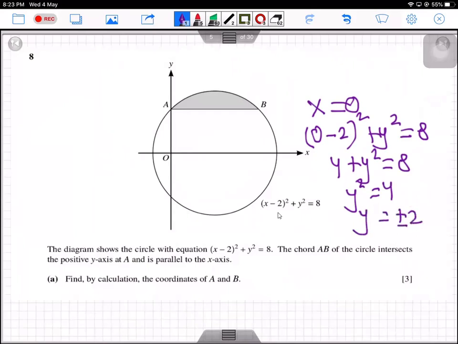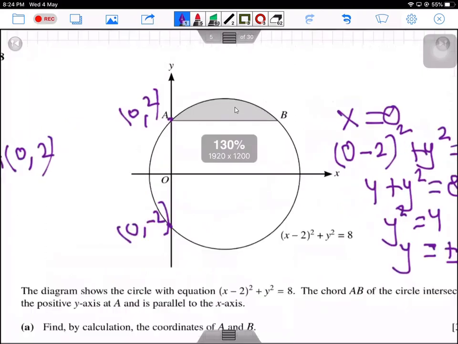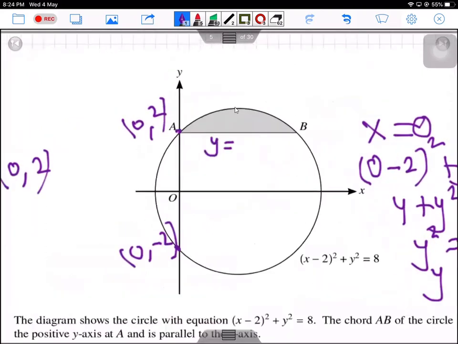When we put x equal to 0 into the equation of the circle, we get two values of y. One is 2 and the other is minus 2, which means this coordinate is (0, 2) and this coordinate is (0, minus 2). So therefore the A coordinates are (0, 2). Now, this AB is a horizontal line, and this horizontal line will have an equation of y equals 2.